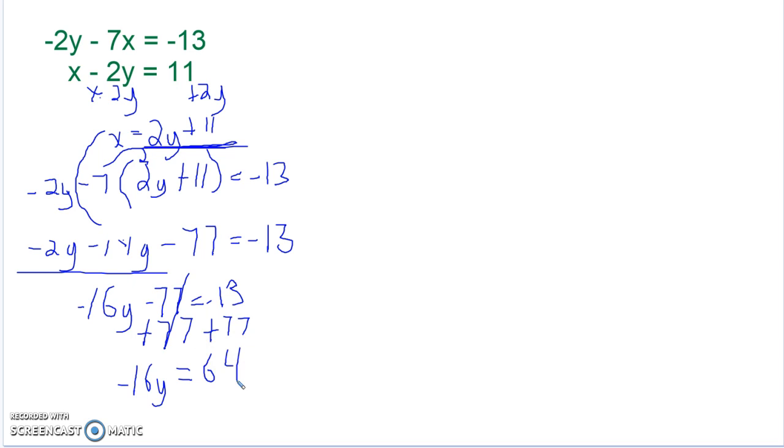I see I have a negative 16 next to the y, which means it's being multiplied by the y. And in order to undo that multiplication, we're going to do the opposite of that, which is division. So we have negative 16 divided by negative 16. Anything divided by itself is 1. And by multiplicative identity, anything times 1 is itself. So that's why these negative 16s go away. And this y comes down all by itself. Or I guess it's going to come up because I'm going to put it here.